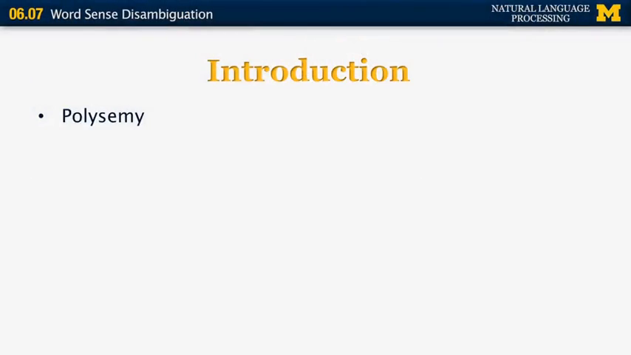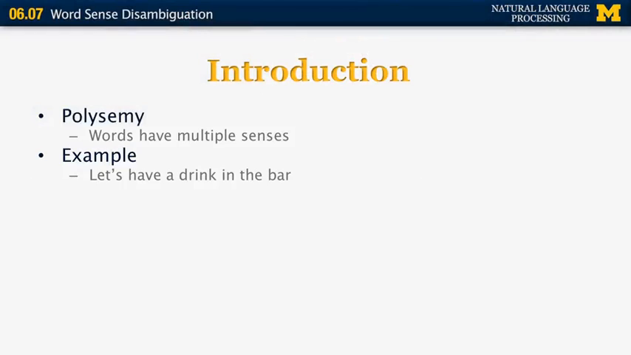So here's an example. Let's have a drink in the bar. The word bar in this sentence means a drinking establishment. However, in general, the word bar has many other meanings. So for example, chocolate bar is another meaning of the word bar. I have to study for the bar, another meaning of bar. In this case, it means some exam for lawyers. And bring me a chocolate bar, and so on.